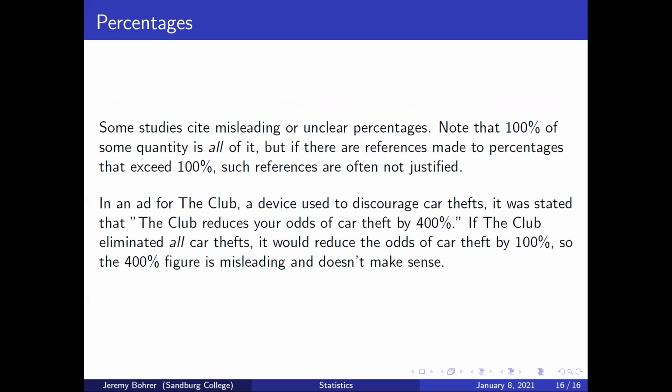Percentages. Some studies cite misleading or unclear percentages. Note that 100% of some quantity is all of it. But if there are references made to percentages that exceed 100%, such references are often not justified. In an ad for The Club, a device used to discourage car thefts, it was stated that the club reduces your odds of car theft by 400%. If the club eliminated all car thefts, it would reduce the odds of car theft by 100%. So the 400% figure is misleading and doesn't make sense.